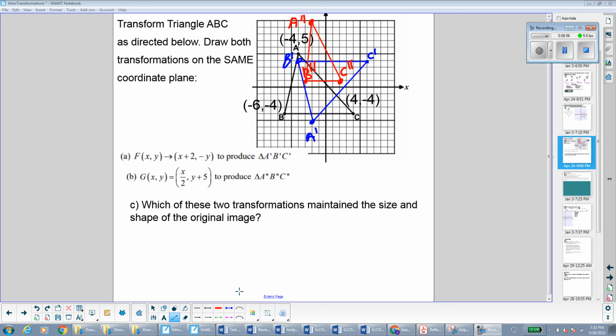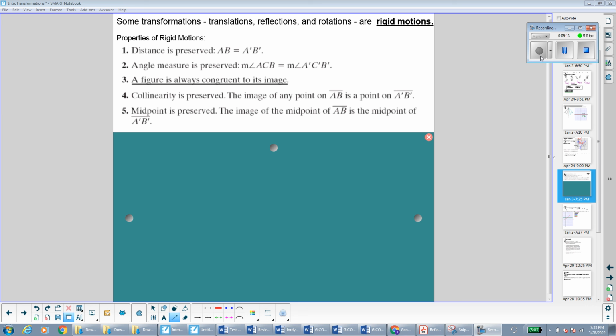The answer is A. It moved around from triangle ABC to triangle A prime, B prime, C prime, but the size and shape remained the same. From triangle ABC to triangle A double prime, B double prime, C double prime, the triangle actually got smaller. When we talk about transformations, we talk about something called a rigid motion.